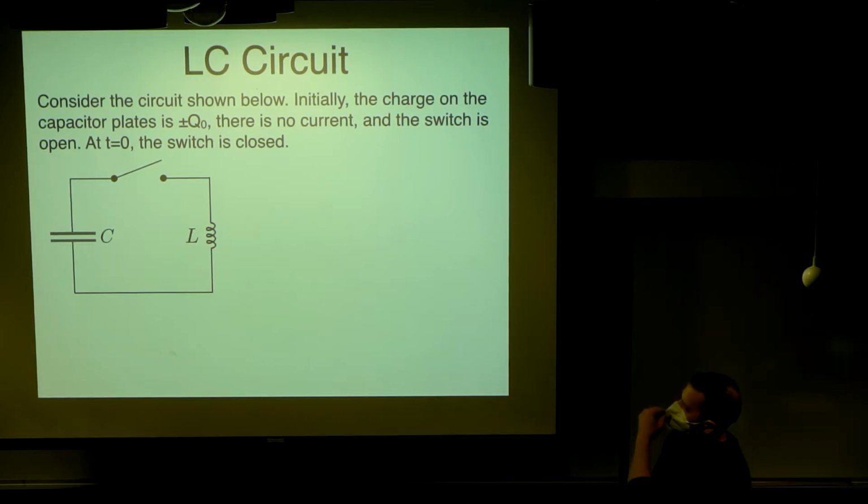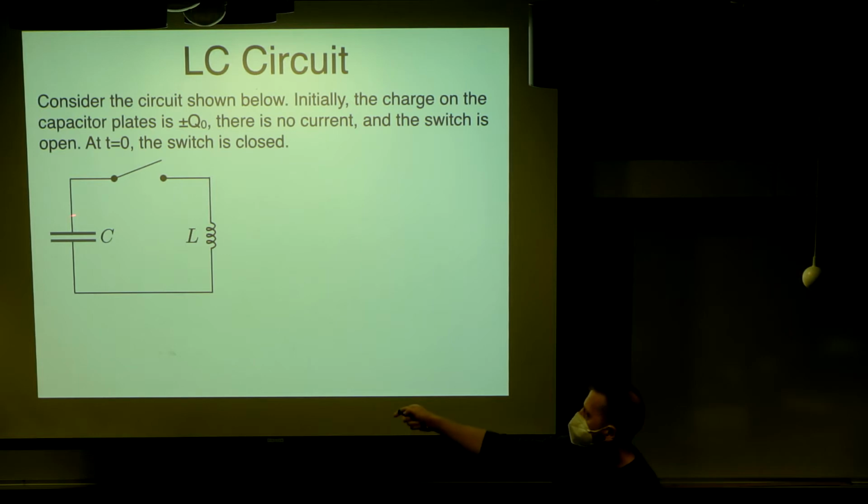All right, so let's say that we start off with this circuit and charge on the capacitor. At t equals 0, we have plus or minus Q naught on the plates of the capacitor. It's fully charged. But what we do is close the switch at t equals 0. So we'll connect that capacitor to the inductor, and then we'll see what happens. Can anyone guess what might start happening once we close the switch?